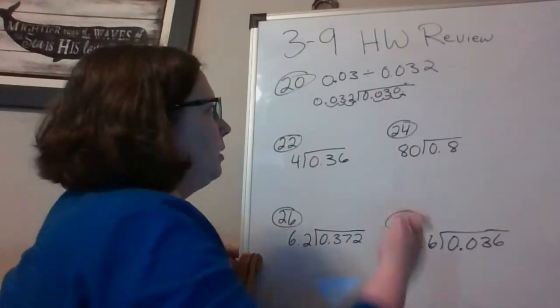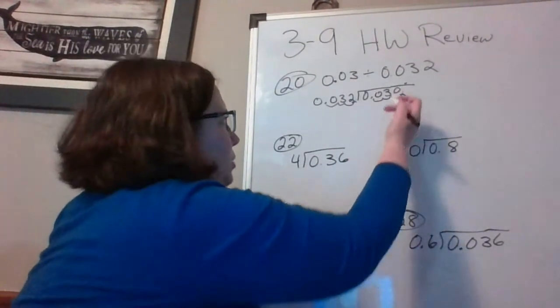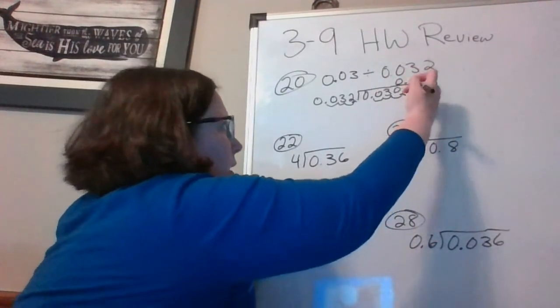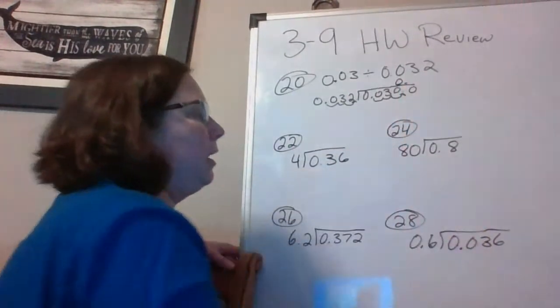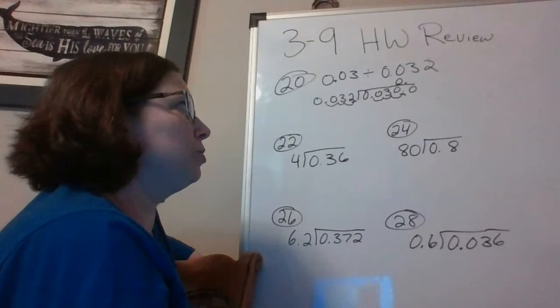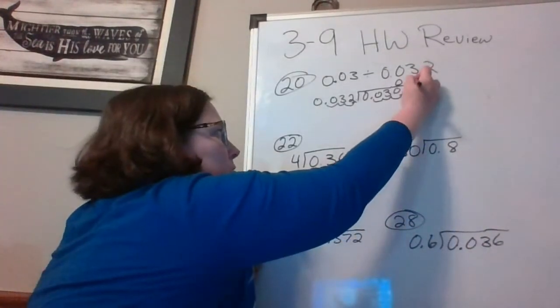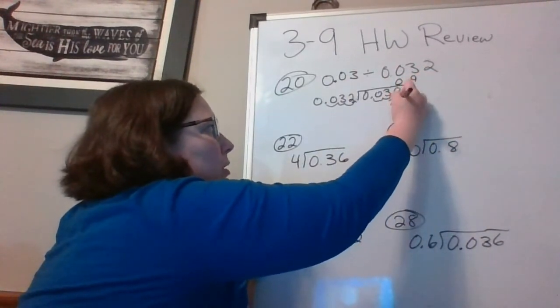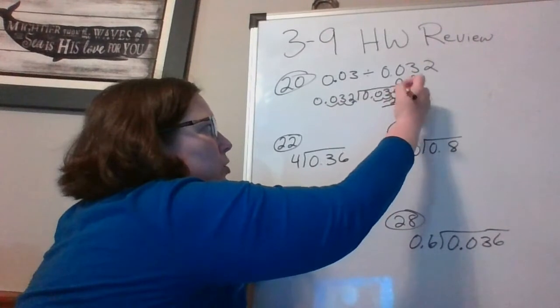Now I can start to divide. 32 does not go into 30, so I put a 0 there. I'm not done, so I need to add another 0. 32 would go into 300. And I guess 9 times. And let's see, 27, 28. We subtract.